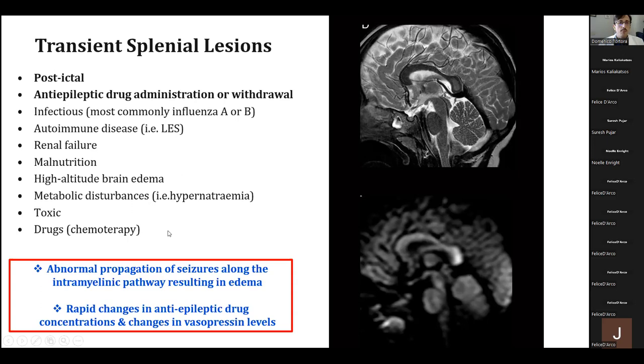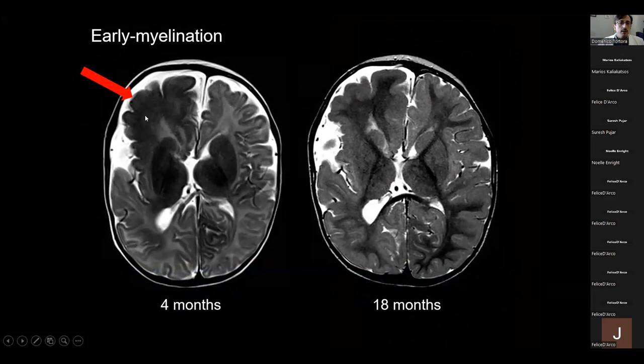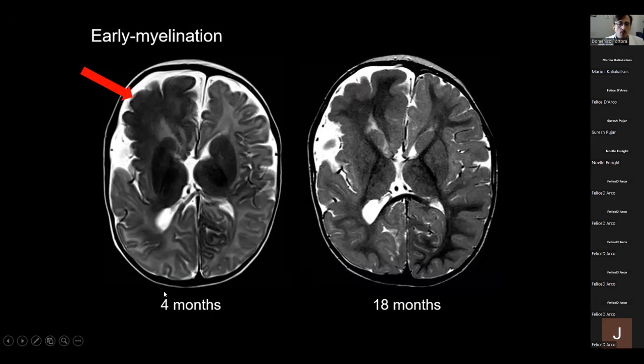which are not closely related to epilepsy. Another frequent finding involving the white matter in children with severe epilepsy is the so-called early myelination. These are images acquired at 4 months of age in a child with a malformation of the right frontal lobe. You can see this typical finding on the T2-weighted image, the low signal of cortex and subcortical white matter in the region where the lesion is present. Then after several months, you can see that this finding is no longer visible on the T2-weighted sequences.